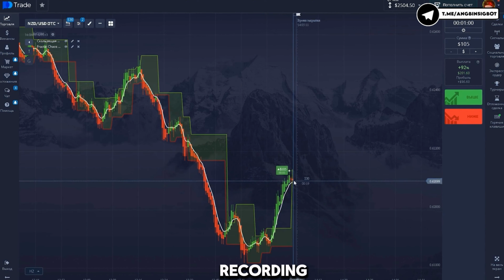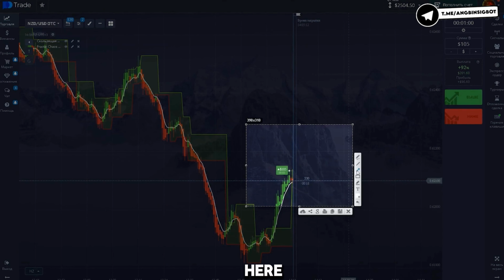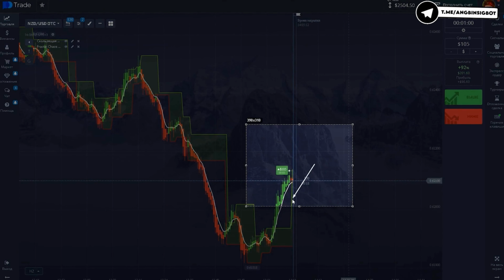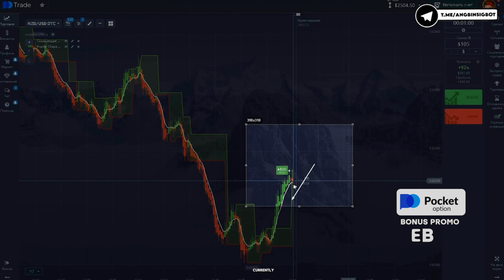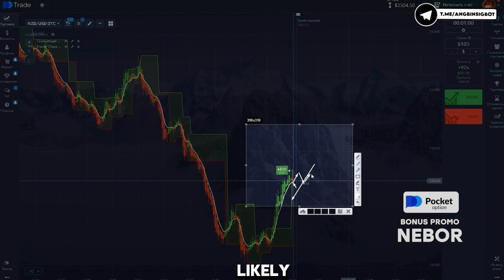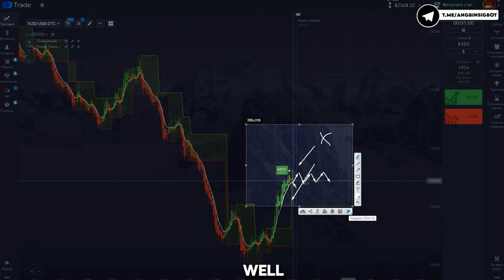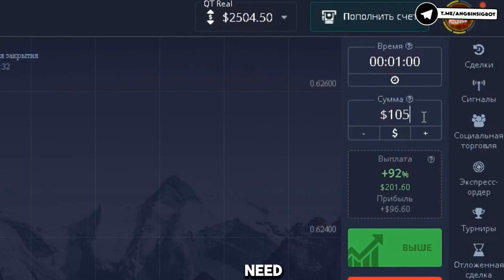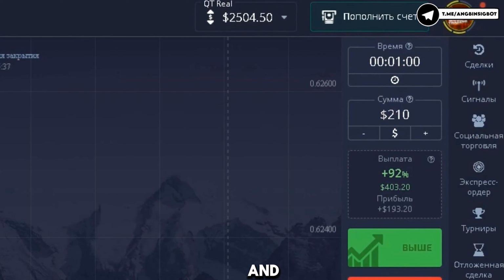Unfortunately, we will be recording our first loss here. By the way, let me explain to you why we will have a loss here in any case. As you can see, our fractal bands indicator has just returned to our price. What will happen here is currently unclear. Most likely a trend will continue to form. Therefore, we will record a loss here. That's about it. Well, in that case, what do we need to do? We need to double our trade. That is $210. And then we will cover our loss and come out with a good profit.